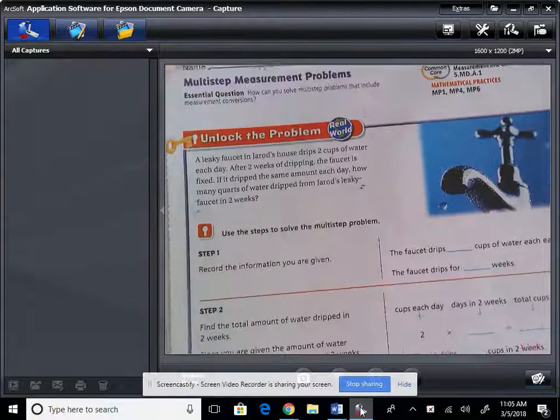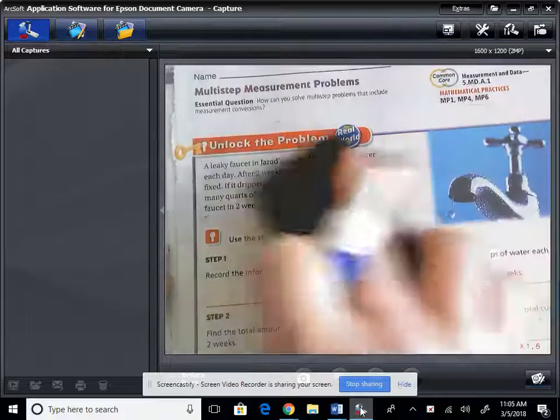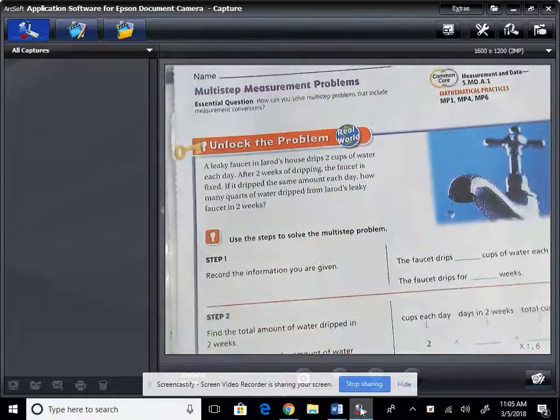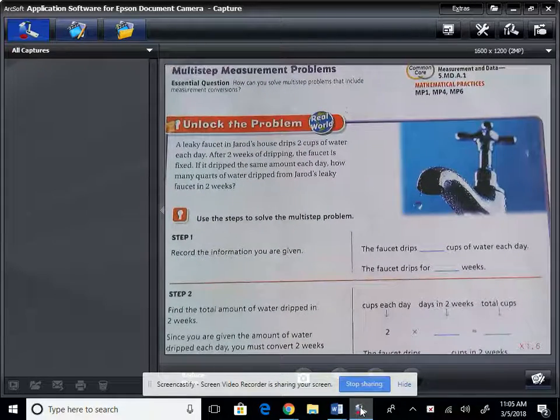Okay, guys, we're doing multi-step measurement problems. How can we solve multiple step problems that include measurement conversions? All right, just like all the other multi-step problems we've done this year, we've just got to follow the steps and we can't leave out any parts.